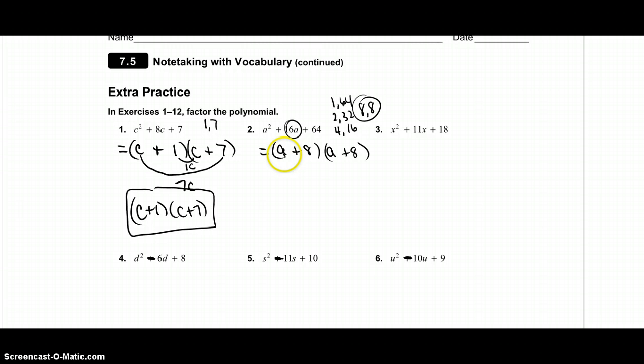And again, to check that, the outside is 8a, the inside is 8a, and that adds up to 16. And so you can rewrite it again, but if you would rather just box that, that's your final answer. Number 3 we'll use as a checkpoint.